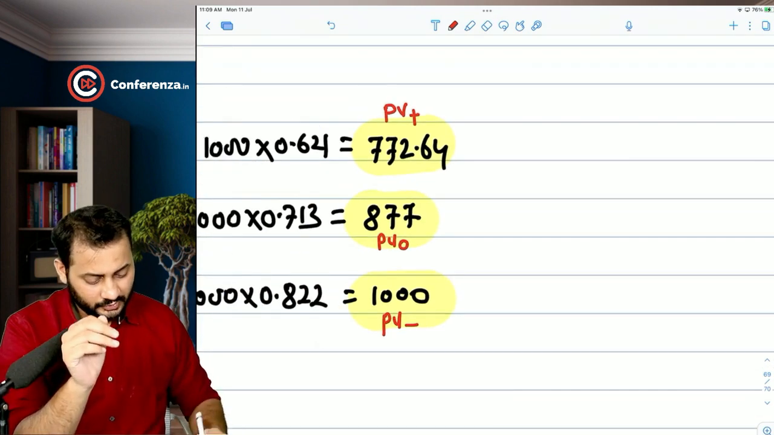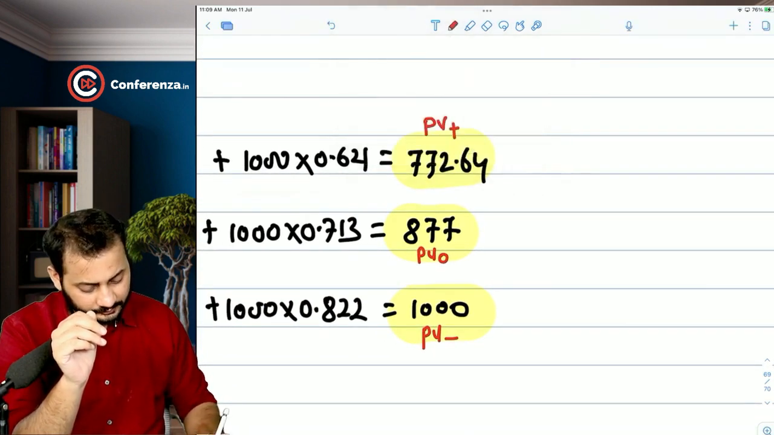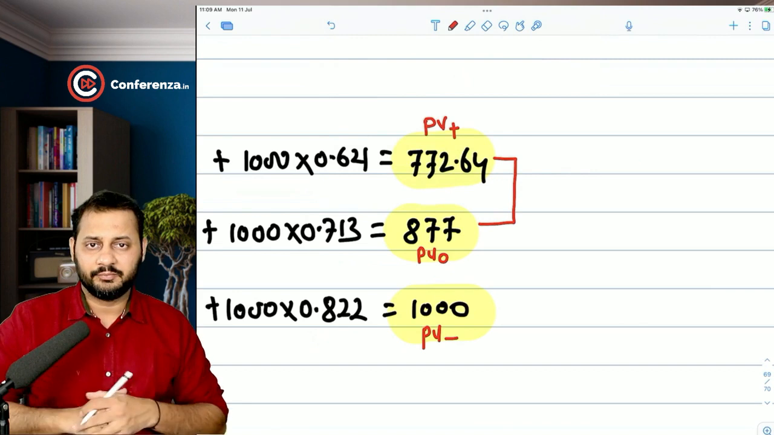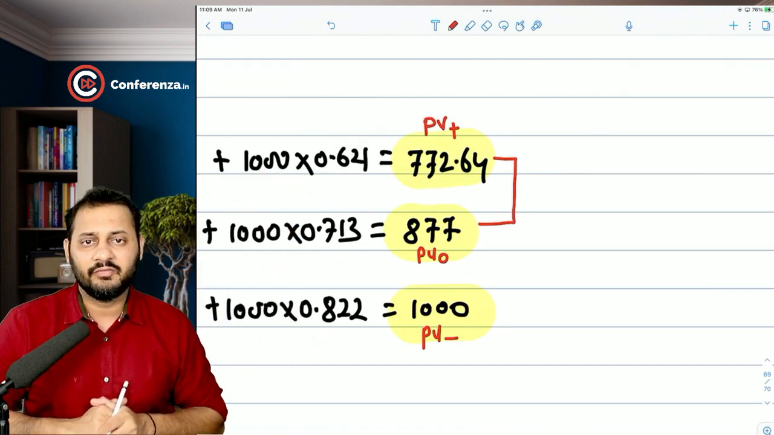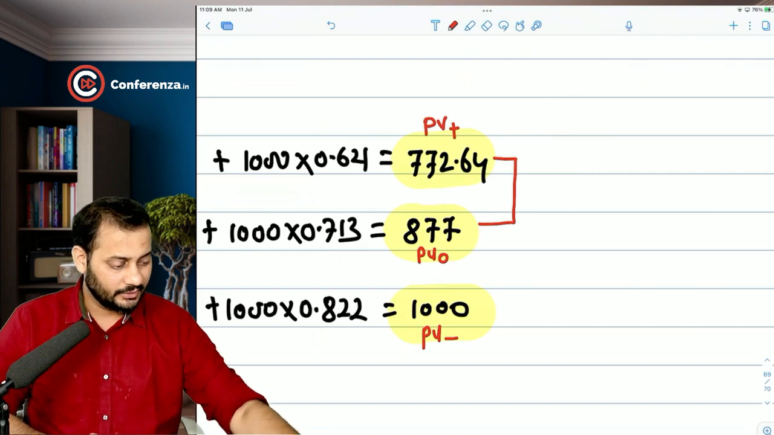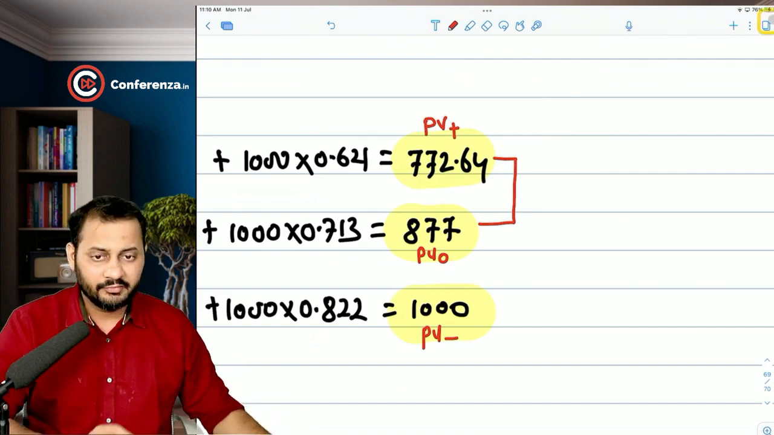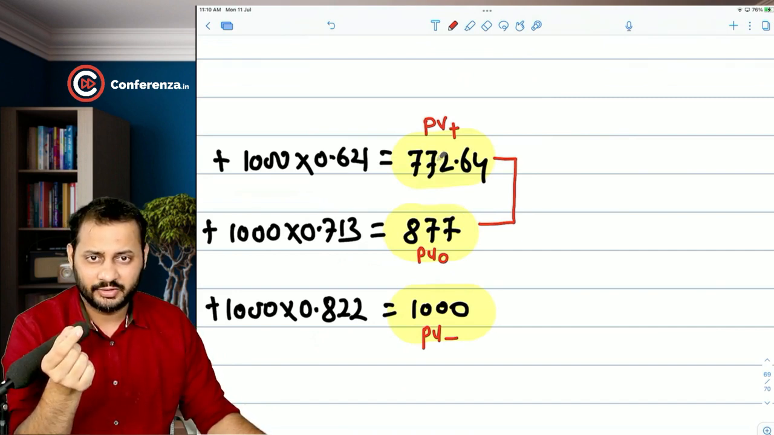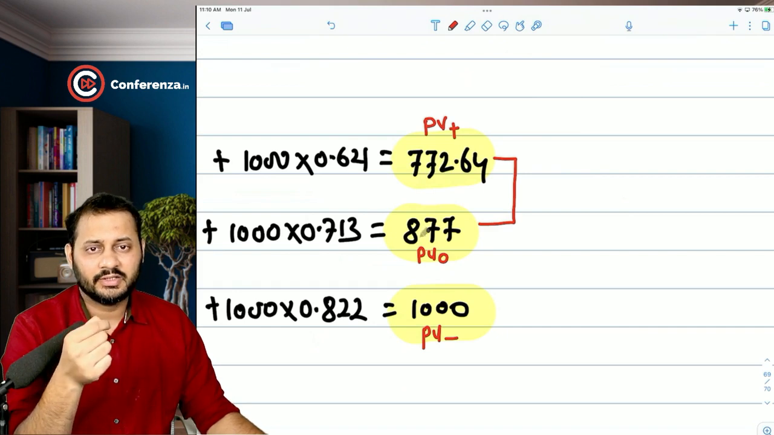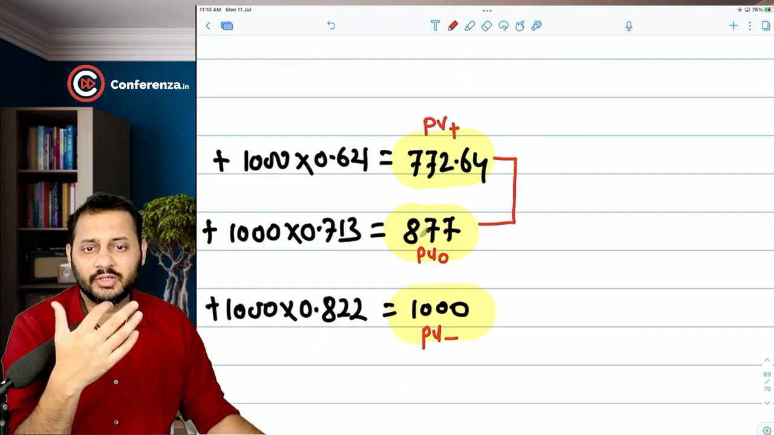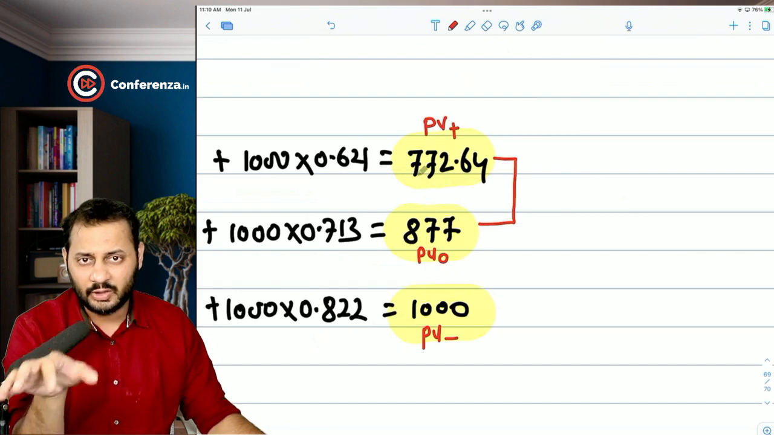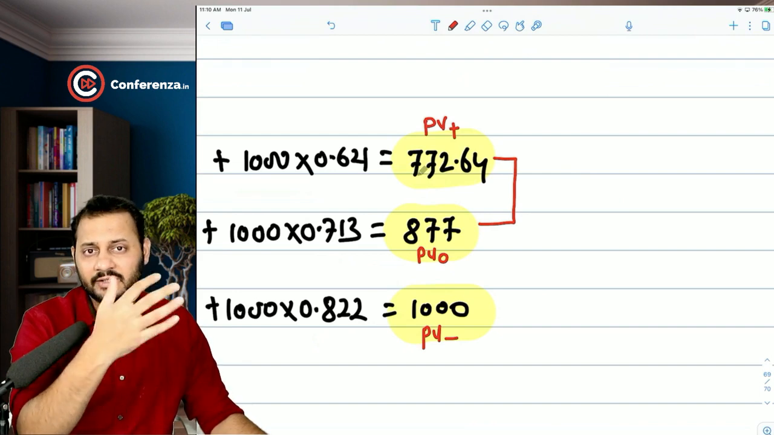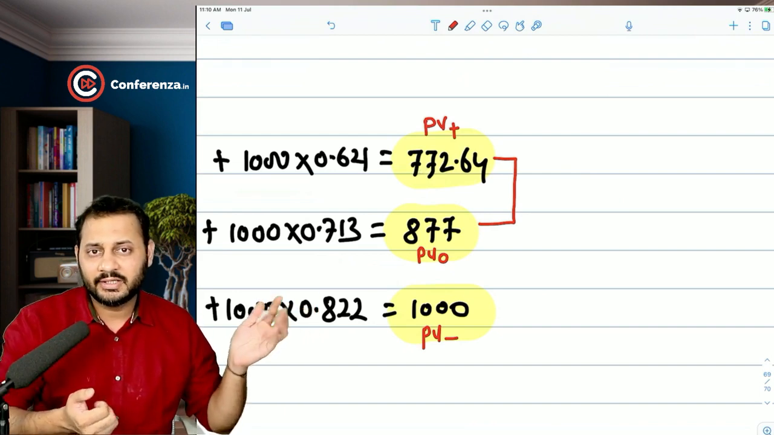Okay. Now tell me one thing. How will you calculate the change in market price when we are increasing the YTM? It's very simple. Have a look. Will you agree with me? Change is nothing but 877 minus 772.64 divided by 877. But since the market price is going down, we want to calculate the change in market price as negative. That negative sign will indicate that the market price will go down, and a positive sign will indicate that the market price will go up.